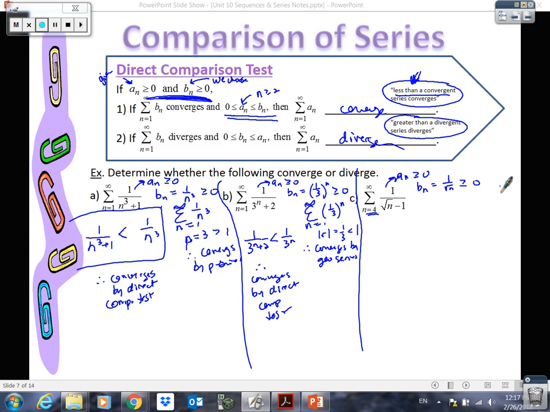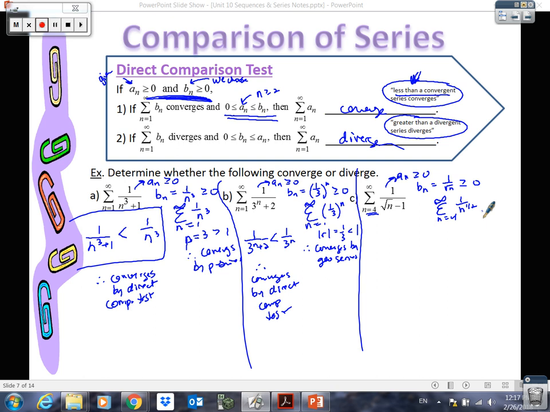All right, so let's work on our comparison test. So we're going to write the summation just like they did. We're going to start at 4 just like they did. So we have the summation from 4 to infinity of 1 over, I'm just going to write 1 over n to the 1/2.